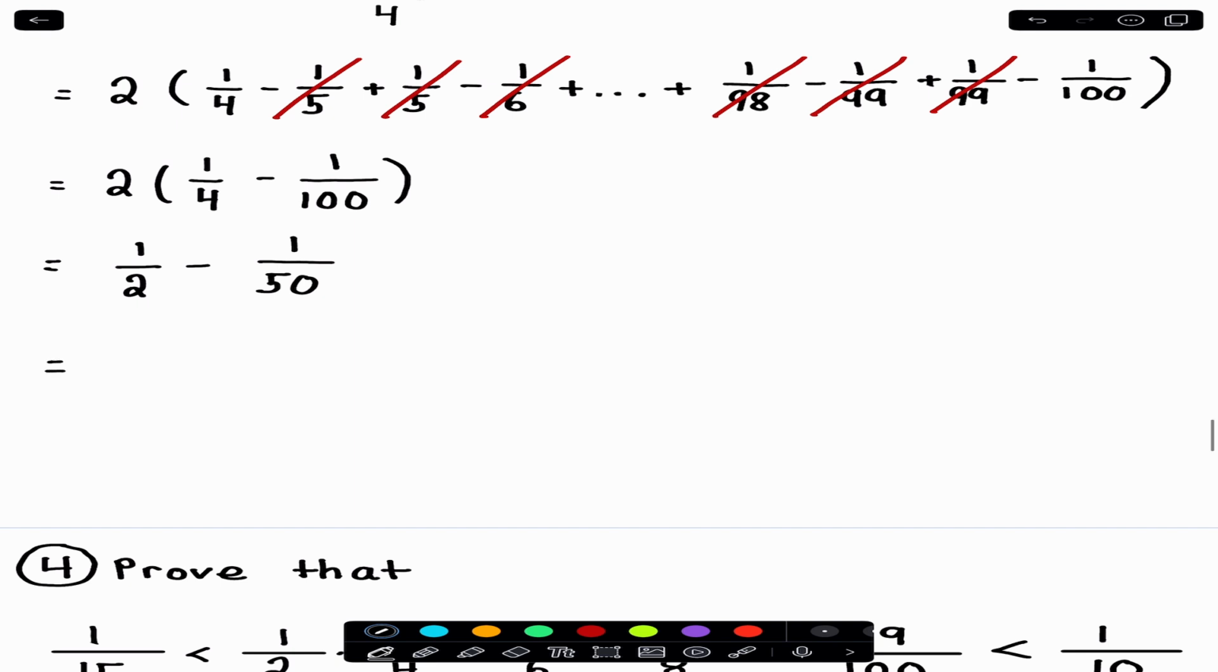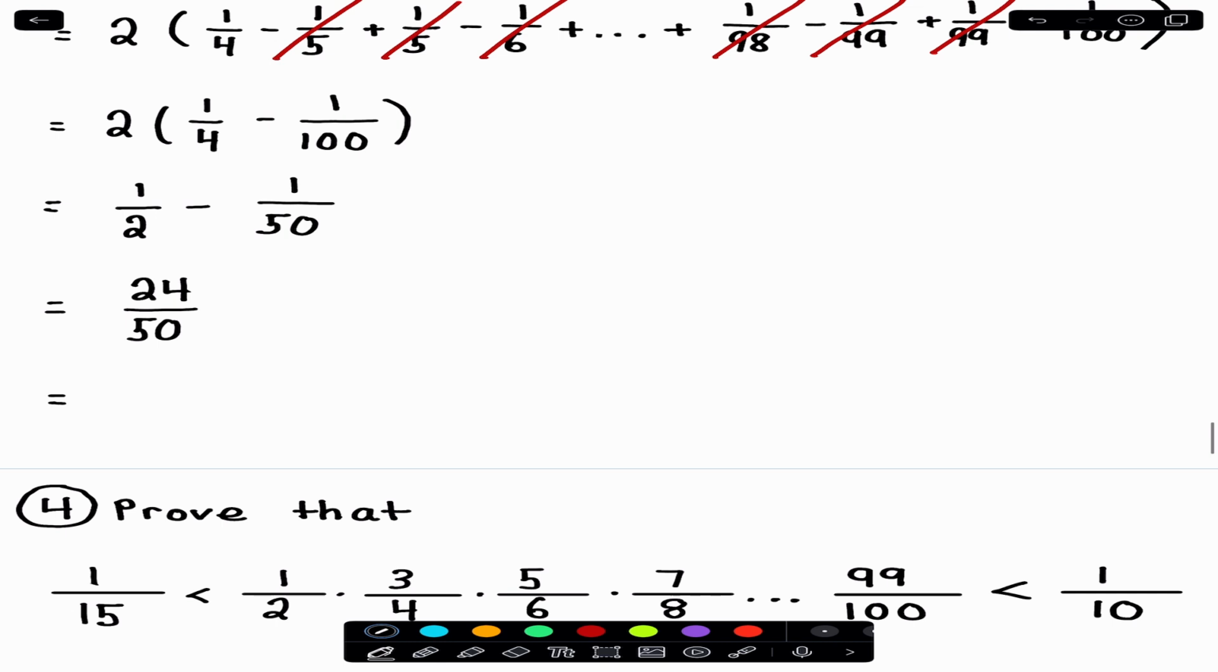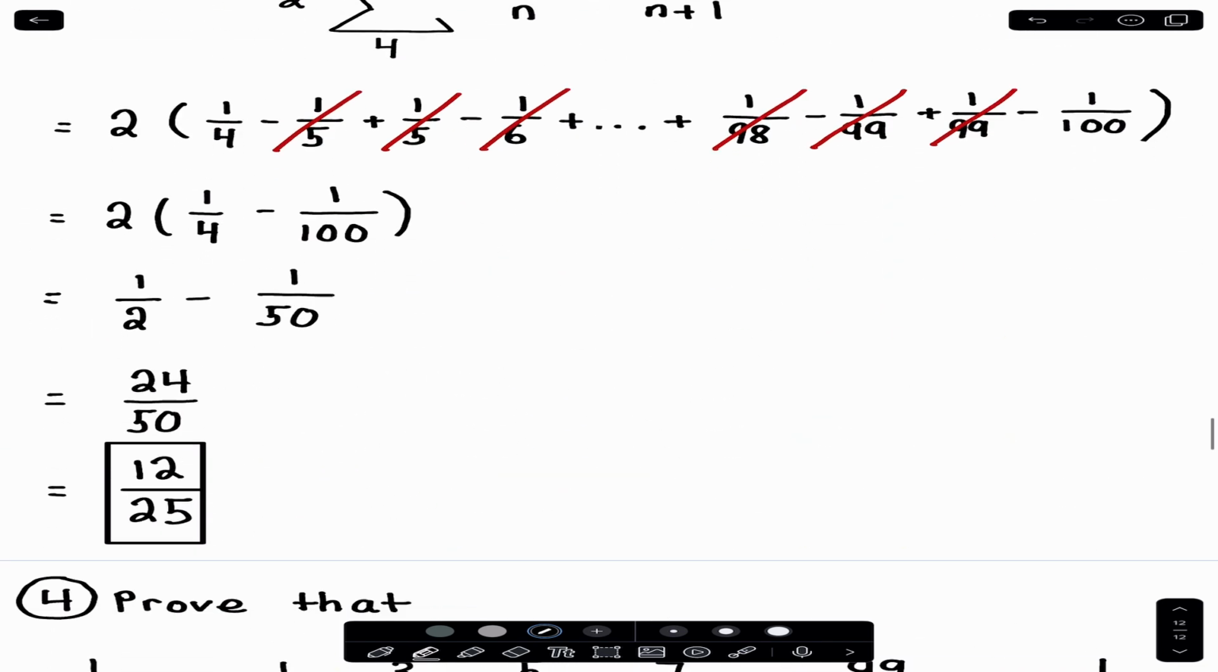And when we simplify this, this ends up being 24 over 50, which is the same as 12 over 25. And there we go. So this sum ends up being 12 over 25.